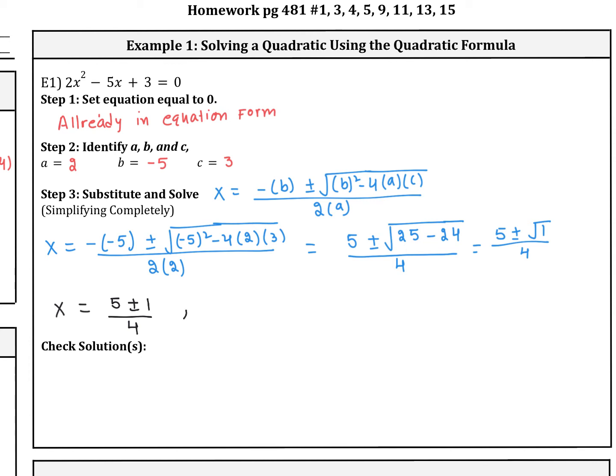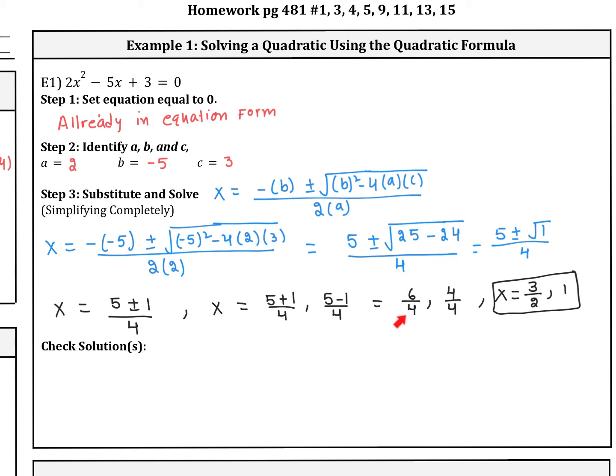So you're going to have two solutions for x. One is 5 plus 1 over 4, and the other one is 5 minus 1 over 4. So what you got here is 6 divided by 4 and 4 divided by 4. So the x values are going to be 3 over 2, comma 1, because when you reduce 6 divided by 4, you get 3 over 2, and 4 divided by 4 is 1.